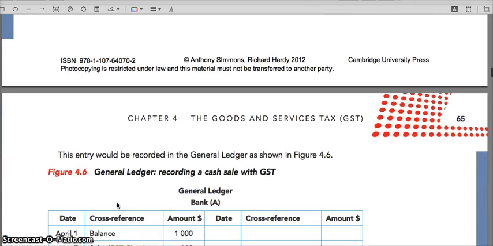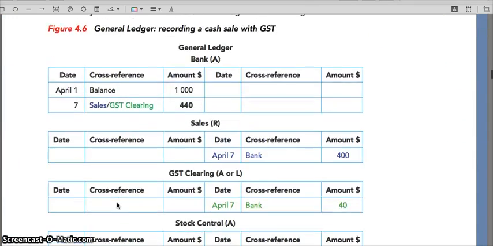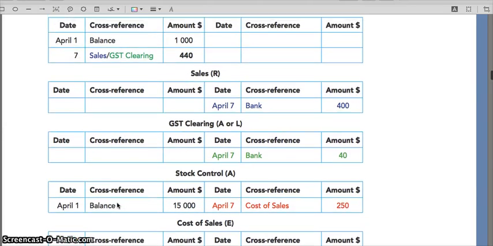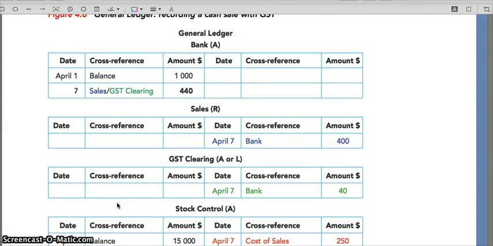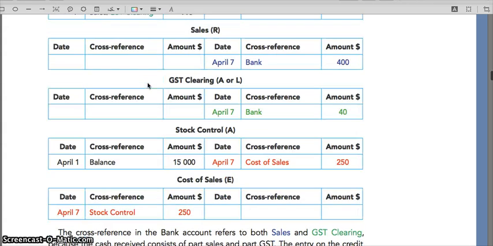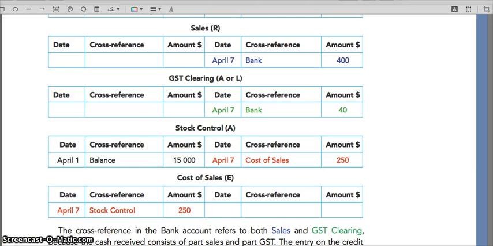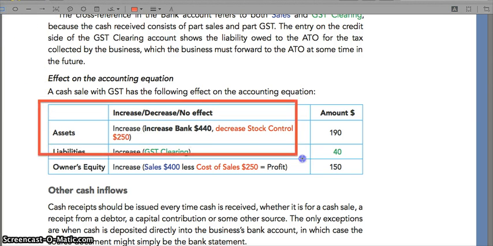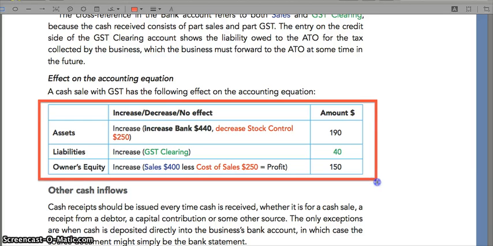So moving on from there, we can just see here how it would look in the ledger. So that's all that is doing, is just taking that list that we were looking at before and putting all those transactions into the ledger. That's all that is. Now this table here is an interesting one. So this is the effect on the accounting equation. Just have a quick look at that.